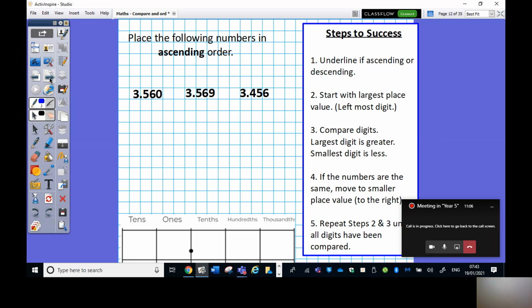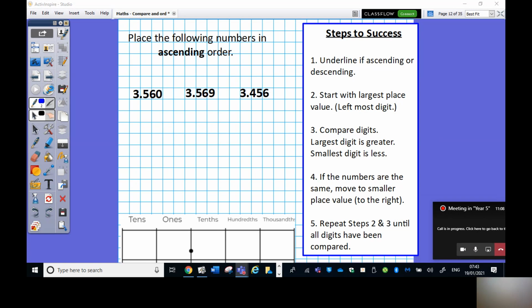Okay, so now, let me just move this. We've got a 3-digit number. We've got a 4-digit number with 3 decimal places, which might be a little bit tricky. So I've given you some steps to success. Let's read them. The first one, underline if ascending or descending. Step 2, start with the largest place value, which is always the leftmost digit, which means it's the digit that's most on the left. So it could be the tens, it could be the ones, it could be hundreds even.